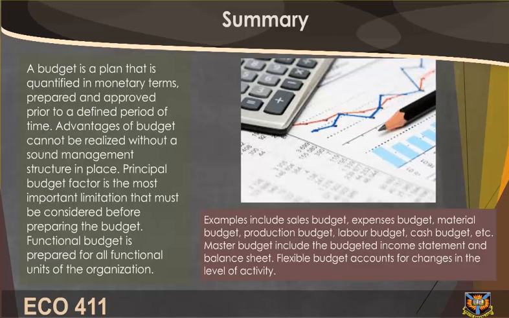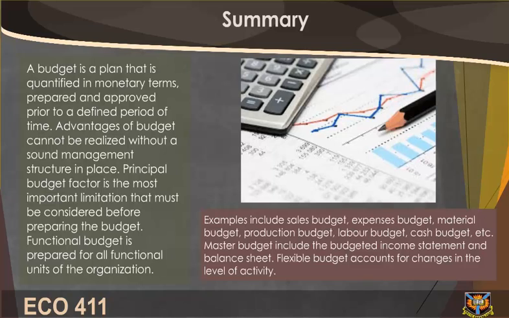Summary. A budget is a plan that is quantified in monetary terms, prepared and approved prior to a defined period of time. Advantages of budget cannot be realized without a sound management structure in place. Principal budget factor is the most important limitation that must be considered before preparing the budget.